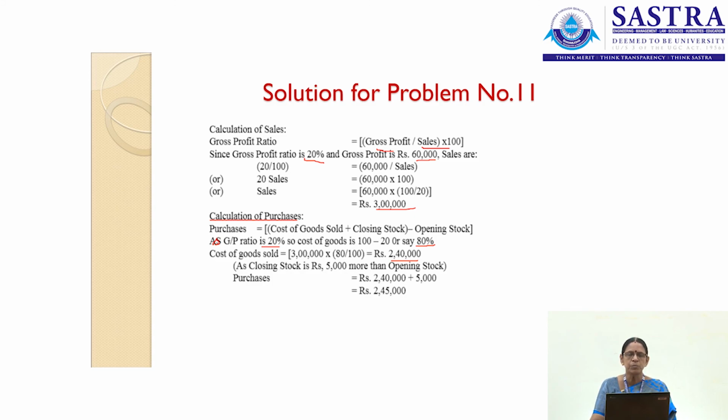Closing stock is 5,000 more than the opening stock. What is your purchases now? 2,40,000 plus your 5,000 will get 2,45,000.